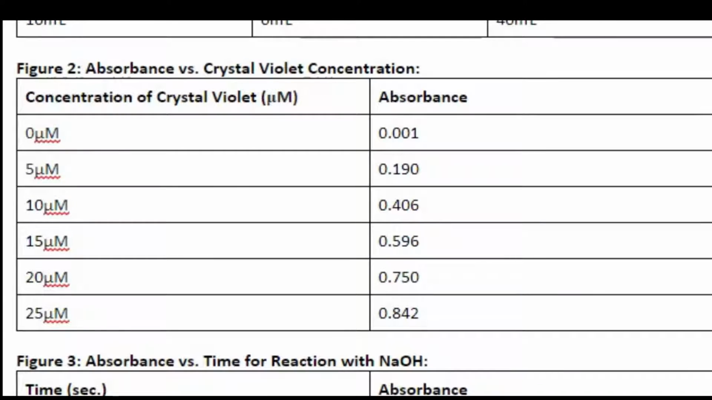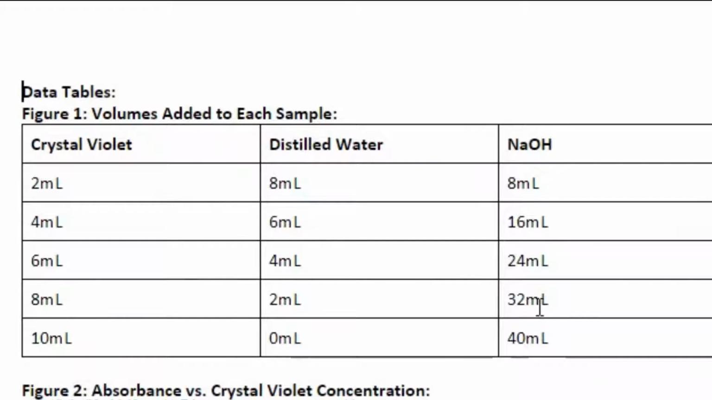In Figure 2, the absorbances were received from each different concentration of crystal violet being tested in the colorimeter to create the calibration curve. Clearly, as the concentration increased, the absorbance increased. From this information, the calibration curve was able to be created, giving a slope of about 0.1648.